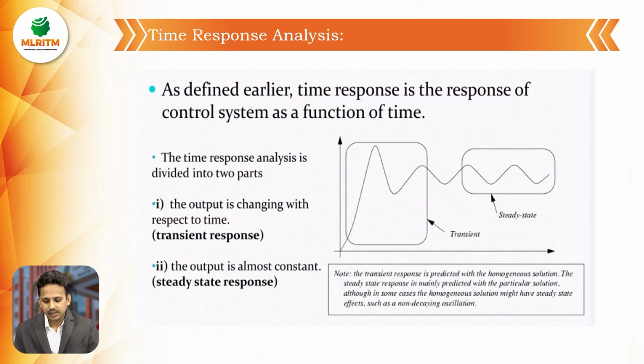As defined earlier, time response is the response of a control system as a function of time. See here, this is the time axis and this is the output C of t. The time response is divided into two parts: first one is the transient response and the second is the steady state response. We will see later what the transient response and the steady state response are. But for the time being, up to this part is the transient response. After that, this is the steady state response.